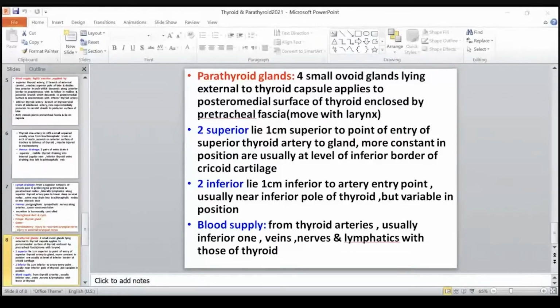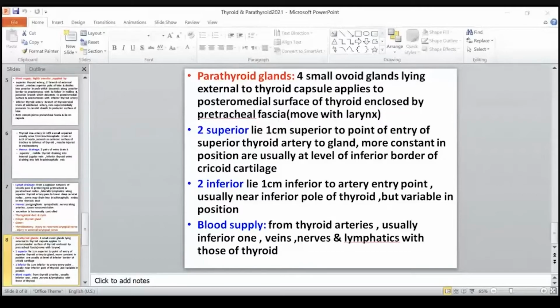The superior one lies 1 centimeter above the point of entry of the superior thyroid artery, usually at the level of the inferior border of the cricoid cartilage, and the 2 inferior, they are not constant in position, lie usually inferior to the artery entry point near the inferior pole of the thyroid, but they are variable.